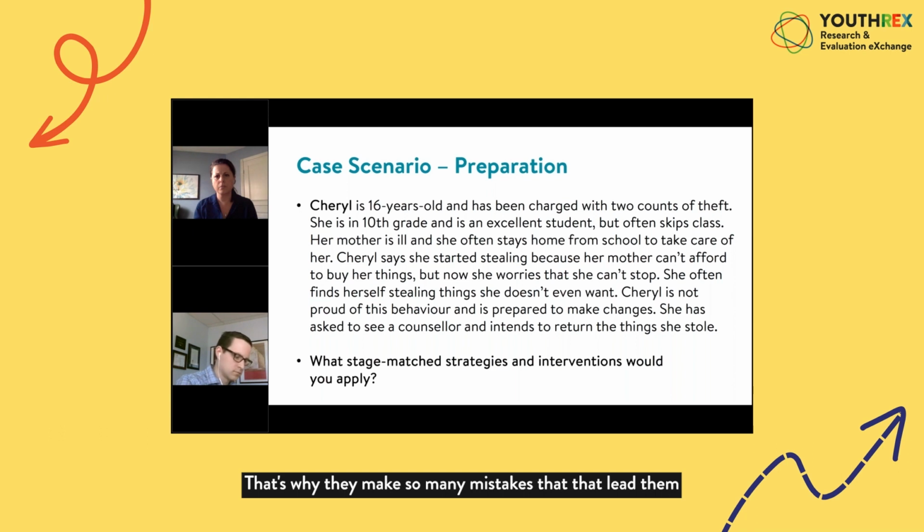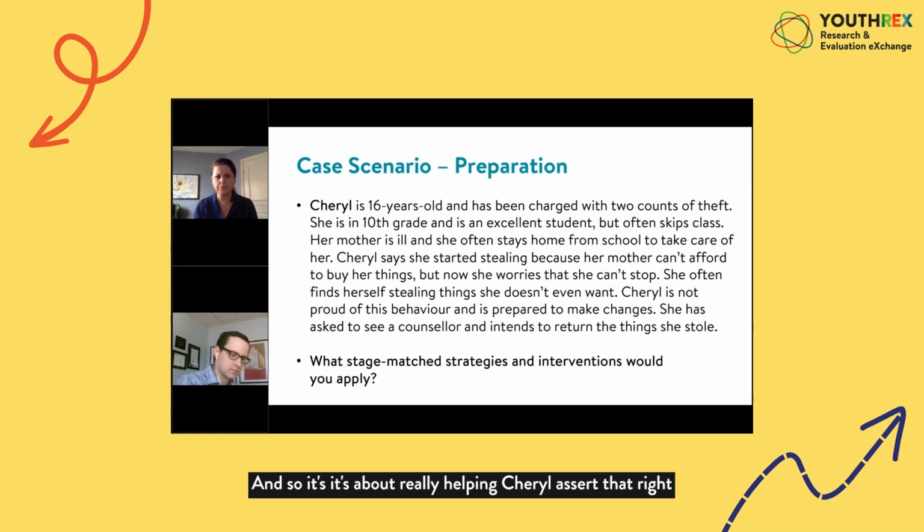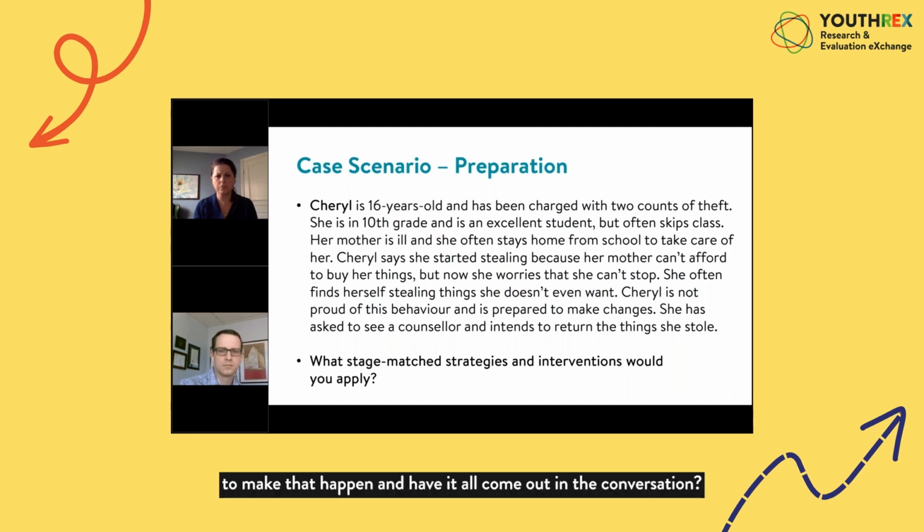That's why they make so many mistakes that lead them into trouble in their future. And so it's about really helping Cheryl assert that right to be happy as a 16-year-old and not having to be the caregiver at home. And so what are some of the strategies and supports that are needed to make that happen, and have it all come out in the conversation.